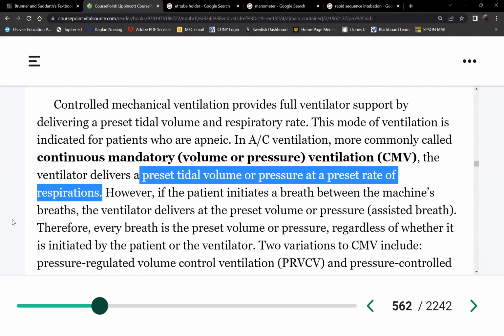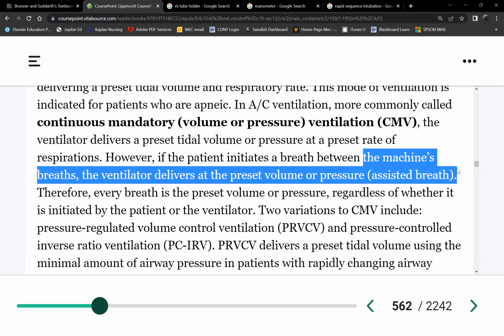However, if the patient initiates a breath between the machine's breaths, because they're allowed to do that, they can breathe. So if it delivers 12 and there's 60 seconds in a minute, every how many seconds will the vent deliver a breath? 60 divided by 12 equals 5. So every 5 seconds, the patient will get 350. You agree? Right?